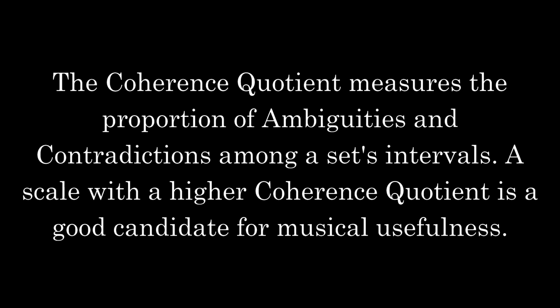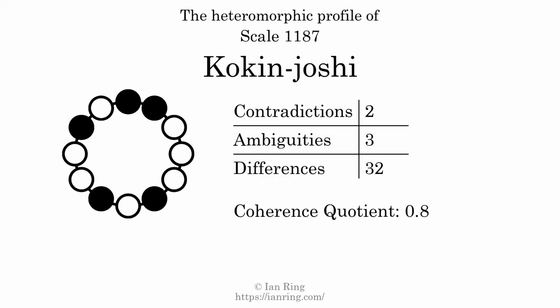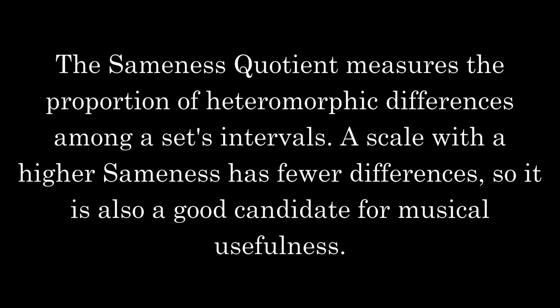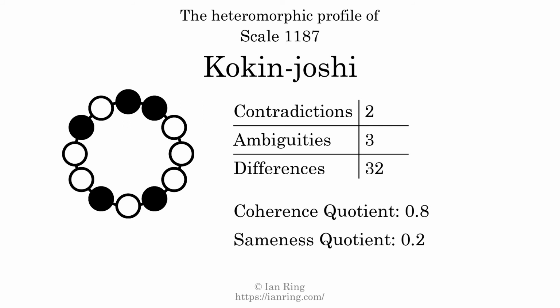The coherence quotient measures the proportion of ambiguities and contradictions among a set's intervals. A scale with a higher coherence quotient is a good candidate for musical usefulness. The coherence quotient is 0.8. The sameness quotient measures the proportion of heteromorphic differences among a set's intervals. A scale with a higher sameness has fewer differences, so it is also a good candidate for musical usefulness. The sameness quotient is 0.2.